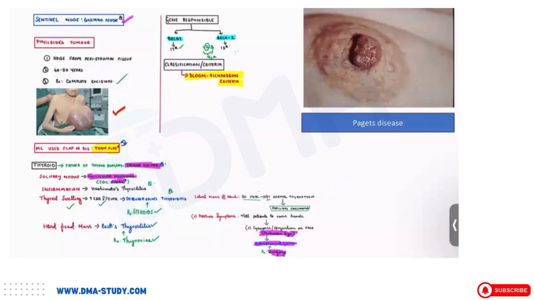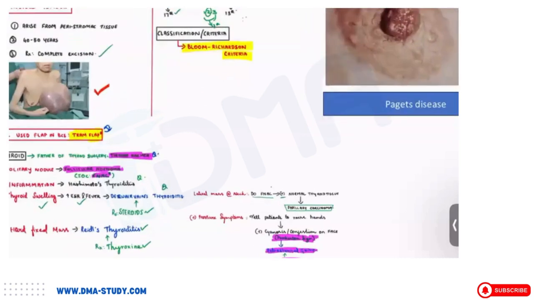Okay, then the genes responsible will be BRCA1 and 2. BRCA1 is 17q and BRCA2 is 13q. And for classification, Bloom-Richardson criteria will be used.